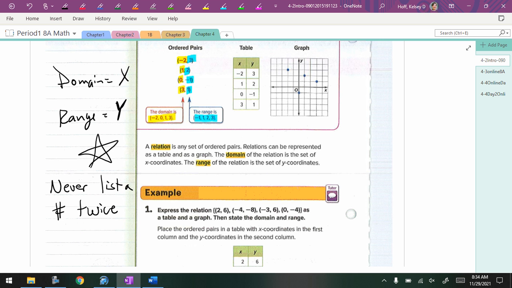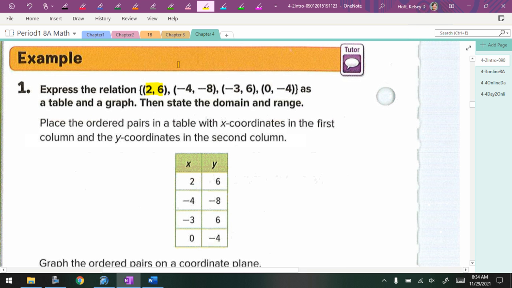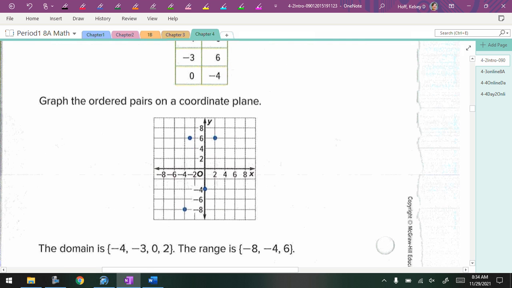Okay, so if we look at example 1, they listed a whole bunch of ordered pairs. You see 2, 6, -4, -8, -3, 6, and 0, -4. They want you to put it in a table and a graph and then state the domain and range. So they listed it, table and a graph, and they plotted the points.